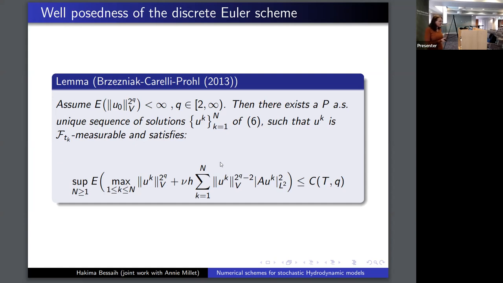So Cavalli and Paul, in fact, used the same algorithm for the Navier-Stokes equation, and they proved that this algorithm has a unique solution, adapted, etc. So U_k is F_{t_k} measurable and satisfies these nice estimates that we use. It has other very nice estimates, but in particular this one. For example, the H1 norm, and you have all moments of the H1 norm, and a little bit more.